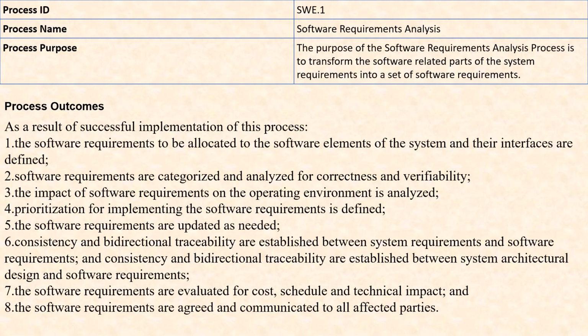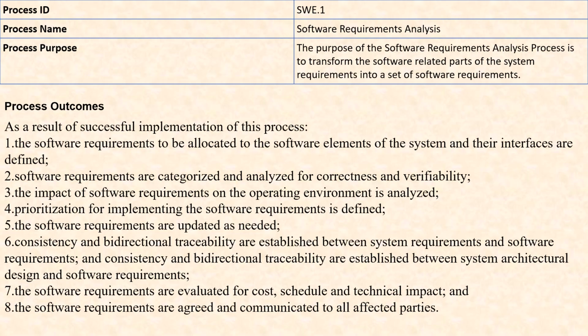Next comes: software requirements are categorized and analyzed for correctness and verifiability. Okay, so how correct are they? How verifiable are they? This is very important. They should not only be correct, they should be verifiable, or testable. Because if the testability is not there, then the veracity of the software requirements cannot be checked. So that is the reason this second outcome is very important.